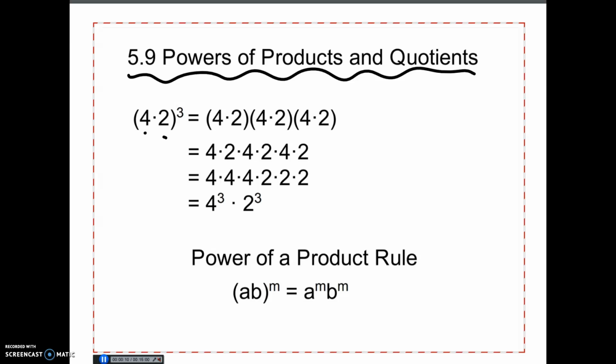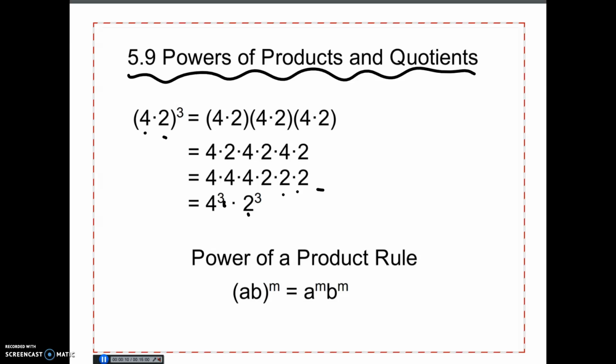Things in parentheses are being multiplied, things with a dot between them are being multiplied. It's all multiplication, so I'm just going to use the same symbol for everything. So 4 times 2, 4 times 2, 4 times 2. Remember that in multiplication, we can use the commutative property, which means we can move them around whichever way we like, and we're still going to get the same answer. So I'm going to rearrange them so all the 4s are together and all the 2s are together. When I do that, I've got 4 times 4 times 4, which is essentially 4 to the third power, and 2 times 2 times 2, which is 2 to the third power.